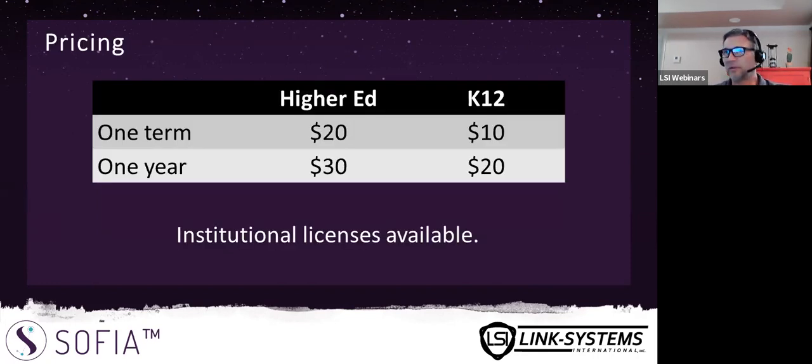This is some of the pricing that I mentioned earlier. So for higher ed, one term, $20, one year, $30. K-12, a little bit cheaper there at 10 and 20. And that's just for Sofia.